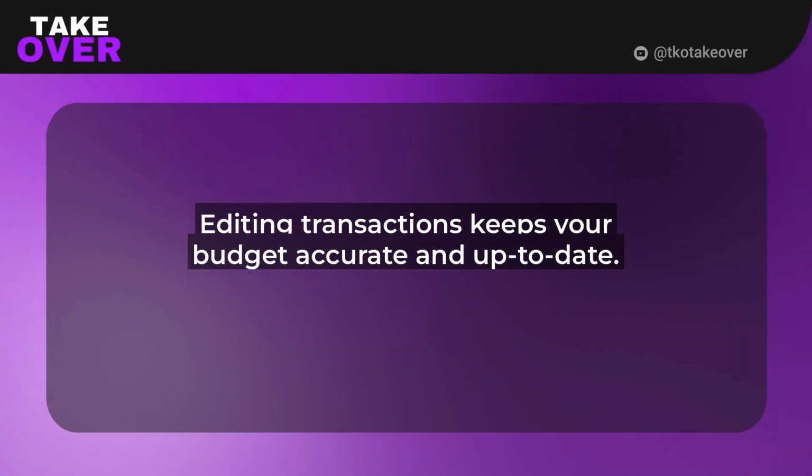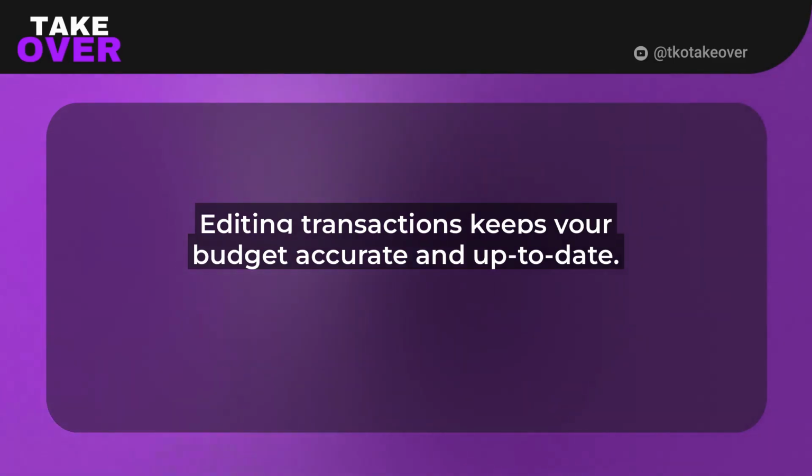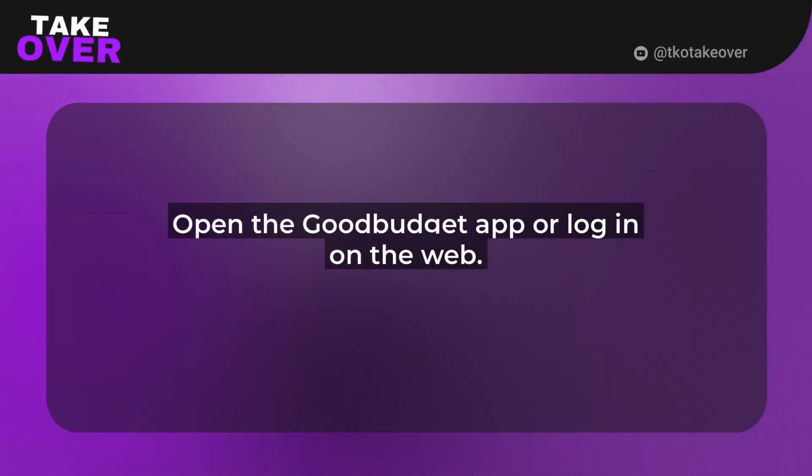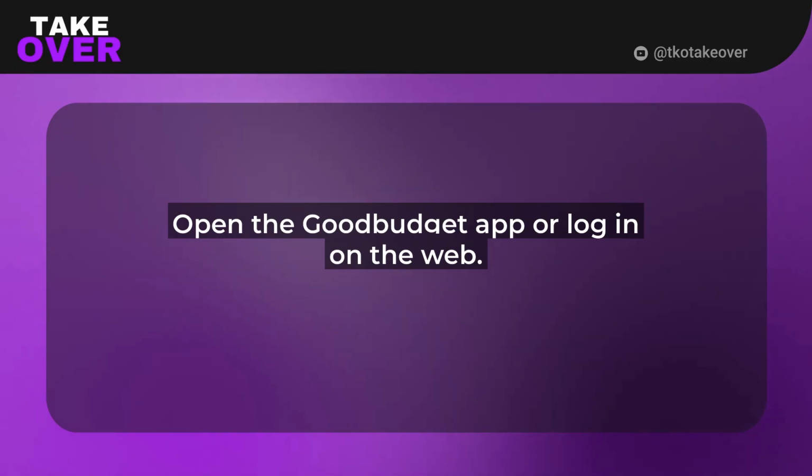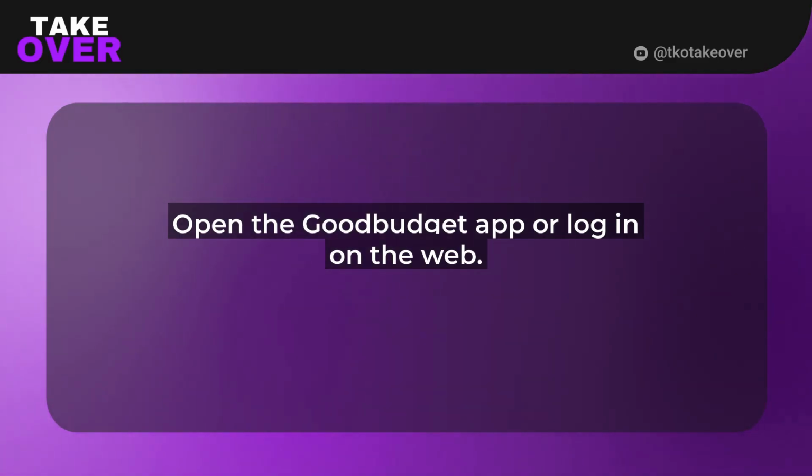To start editing a transaction, open the Goodbudget app on your phone or log in via the web version. Once you're in, head to the main dashboard. Step 1. Tap or click on the Transactions tab. This is usually front and center, so you won't have to hunt around. Here, you'll see a list of all your recent transactions.